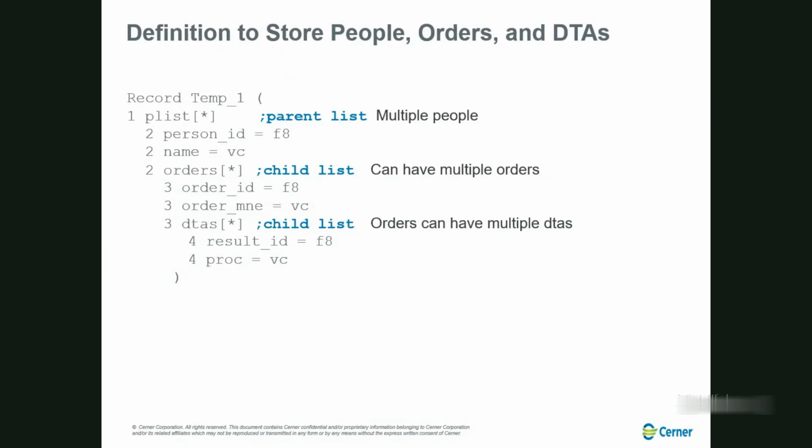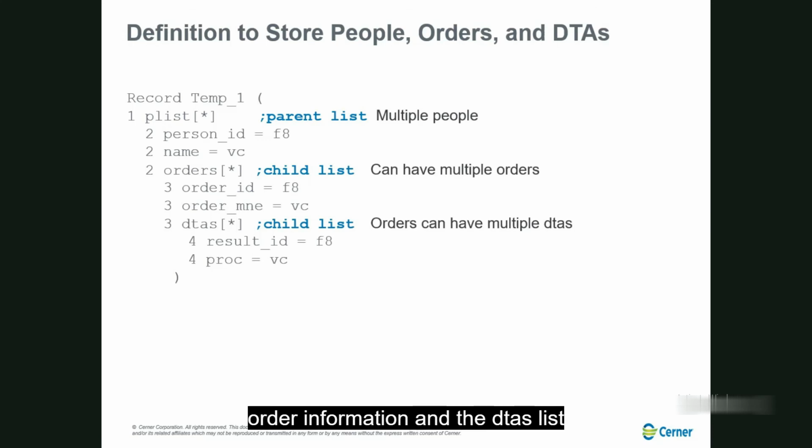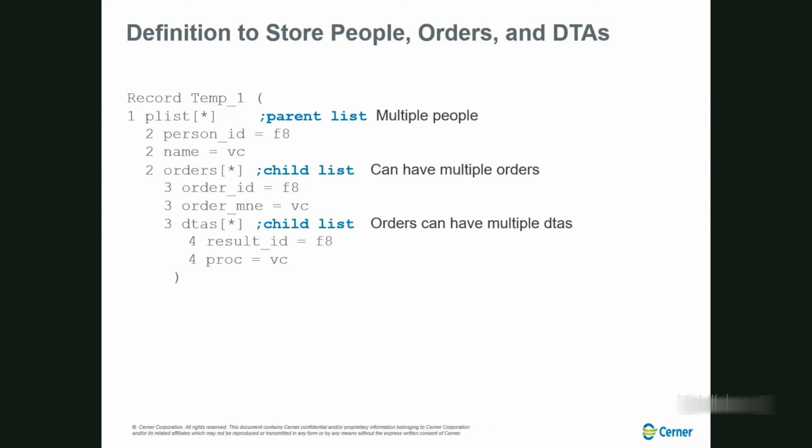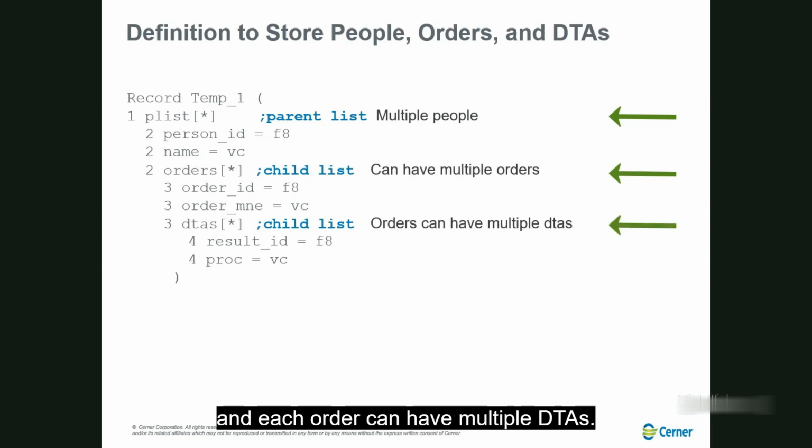A person list was added at level 1 called plist. All of the original items got bumped down a level. Now, person-level information, person ID, name, and the orders list are at level 2. Order information and the DTAs lists are stored at level 3. And the actual DTAs are stored at level 4. With this definition, we can store multiple people, people can have multiple orders, and each order can have multiple DTAs.